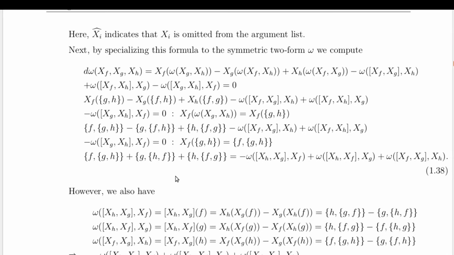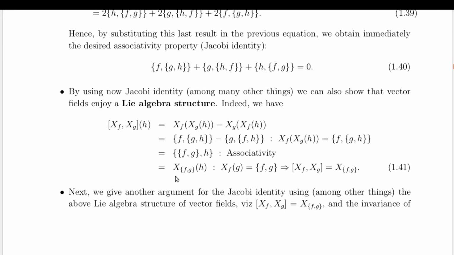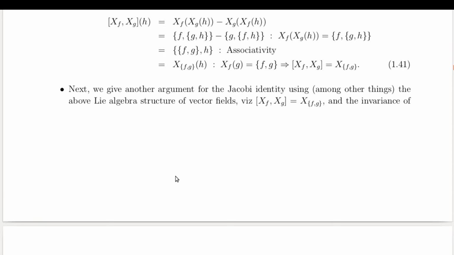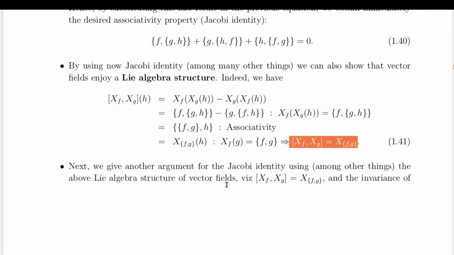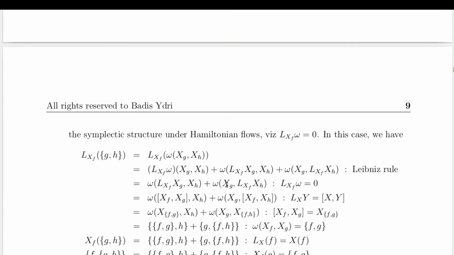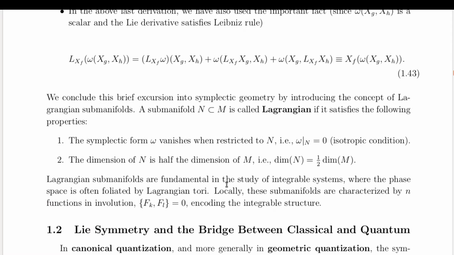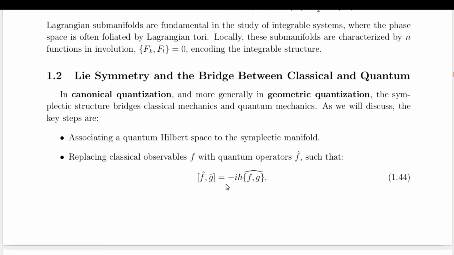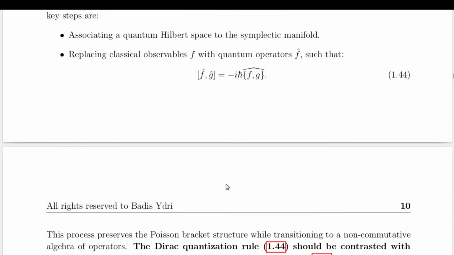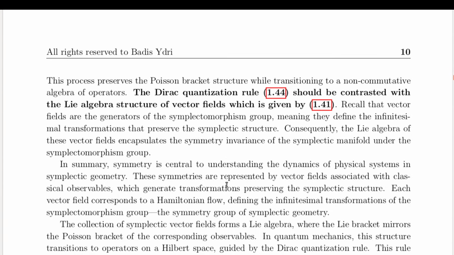In symplectic geometry, symmetry is central to understanding the dynamics of physical systems. These symmetries are represented by vector fields associated with classical observables, which generate transformations that preserve the symplectic structure. Each vector field corresponds to a Hamiltonian flow, defining the infinitesimal transformations of the symplectomorphism group, the symmetry group of symplectic geometry. The collection of these vector fields forms a Lie algebra, where the Lie bracket reflects the Poisson bracket of the associated observables. This algebraic structure connects the symmetries of a system to its dynamics, providing a mathematical framework for understanding how observables interact.